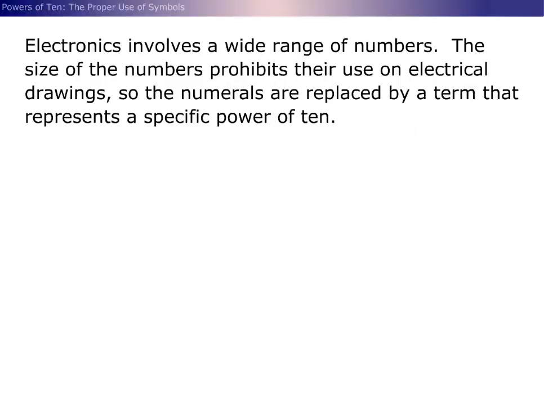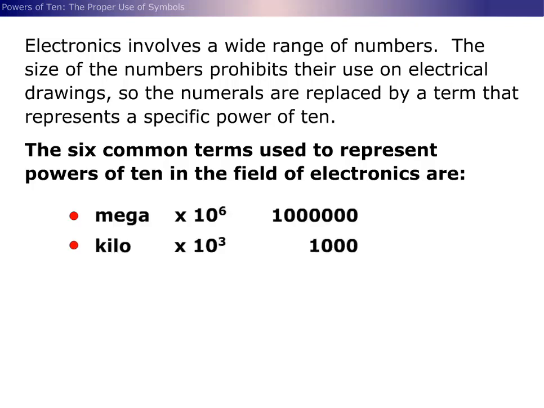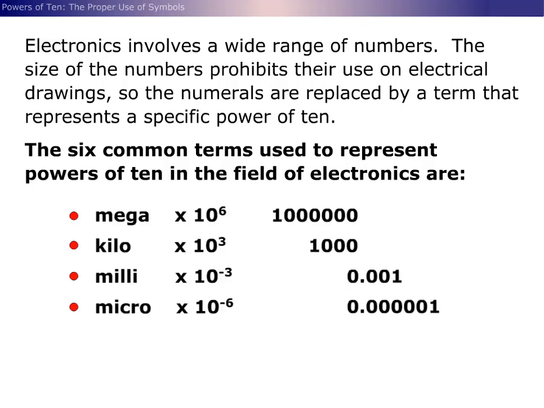Electronics involves a wide range of numbers. The size of the numbers prohibits their use on electrical drawings, so the numerals are replaced by a term that represents a specific power of 10. The six common terms used to represent powers of 10 in the field of electronics are mega, kilo, milli, micro, nano, and pico.